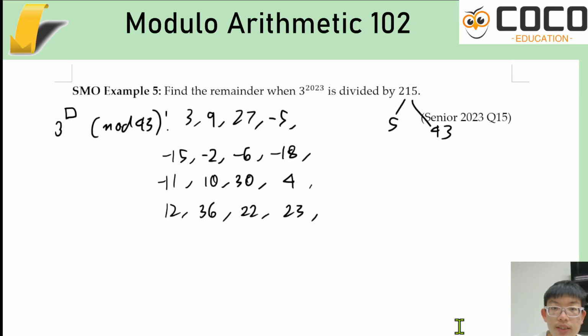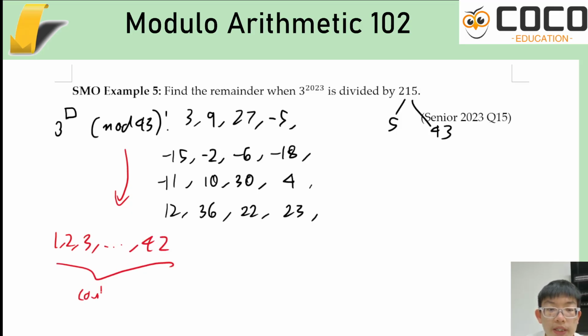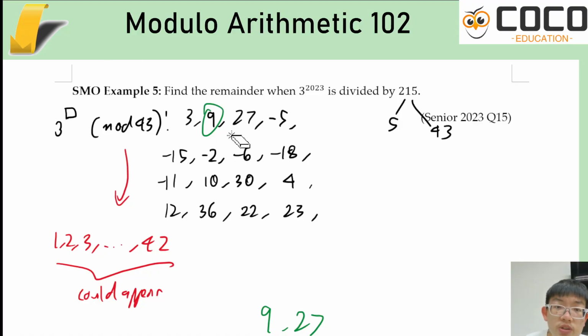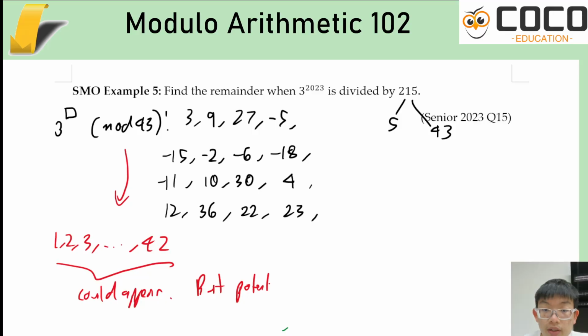Unfortunately, over here, mod 43 means that everything from 1 to 43 could appear. Now I know that once the same number appears again, it will repeat, right? So if you see a 9 here and somewhere later you see a 9 again, I know that 27 will come next and it will repeat. But how long is that going to take? Potentially 42 steps later. And this is quite sad.